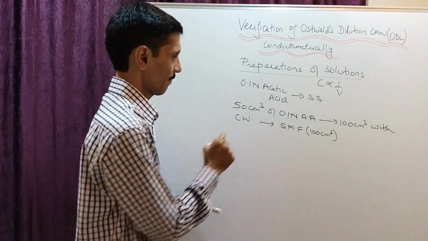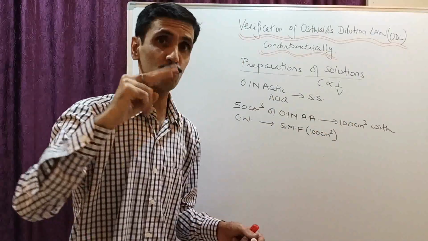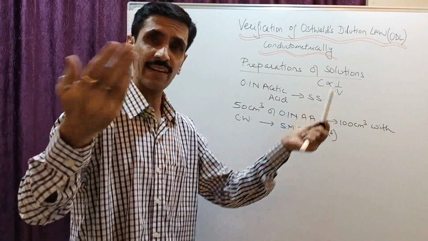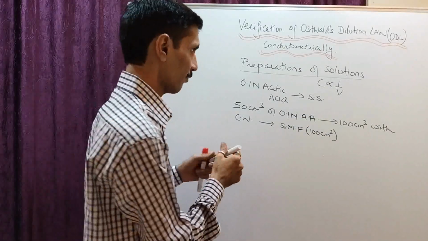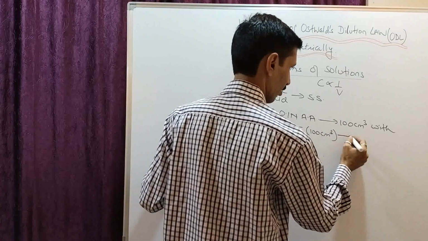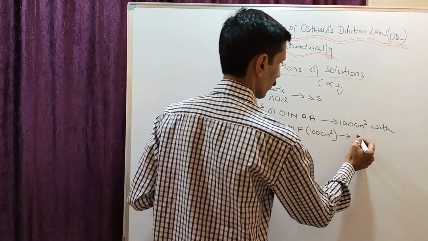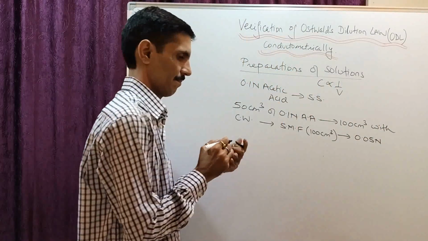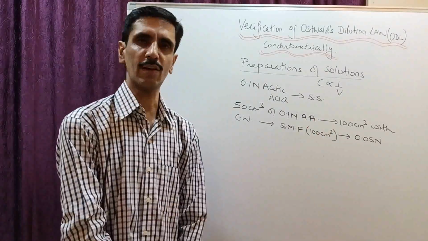So what happens is 50 cm cube is diluted to 100 cm cube, so it is 2 times dilution. So according to this, concentration will become half because they are inversely proportional. Therefore this 100 cm cube solution will give me a concentration of 0.1 divided by 2, that will give me 0.05 normal. 0.1 का half करेंगे तो क्या मिलेगा हमें 0.05 normal.